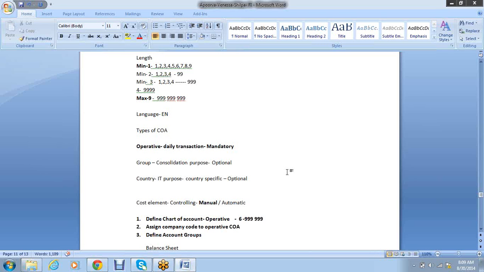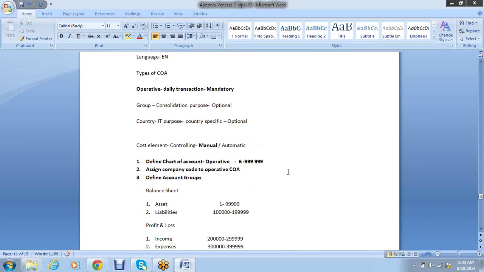Okay. Now after the types of chart of accounts, next is your integration with controlling. Cost elements are nothing but your GL accounts, general ledgers. Whenever these general ledgers get a posting, if those postings need to go to controlling, then the GL account must be extended as a cost element.